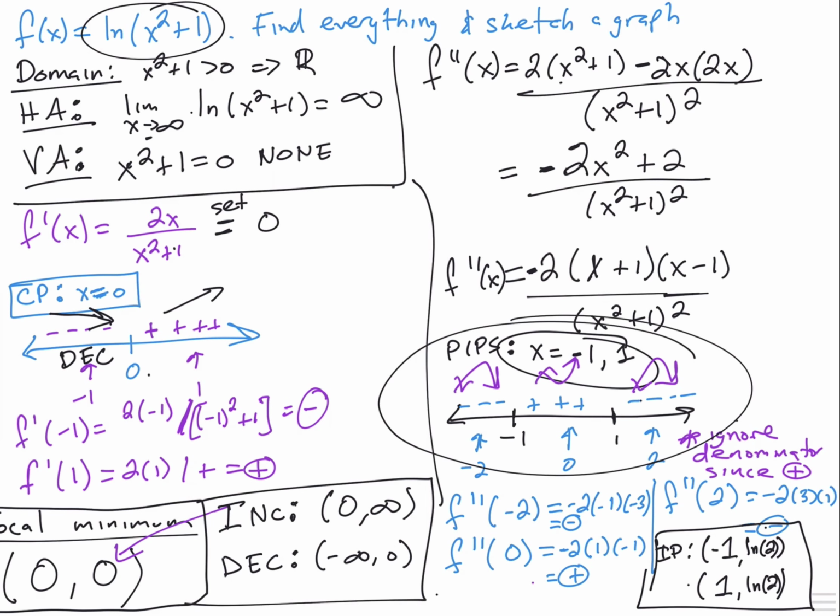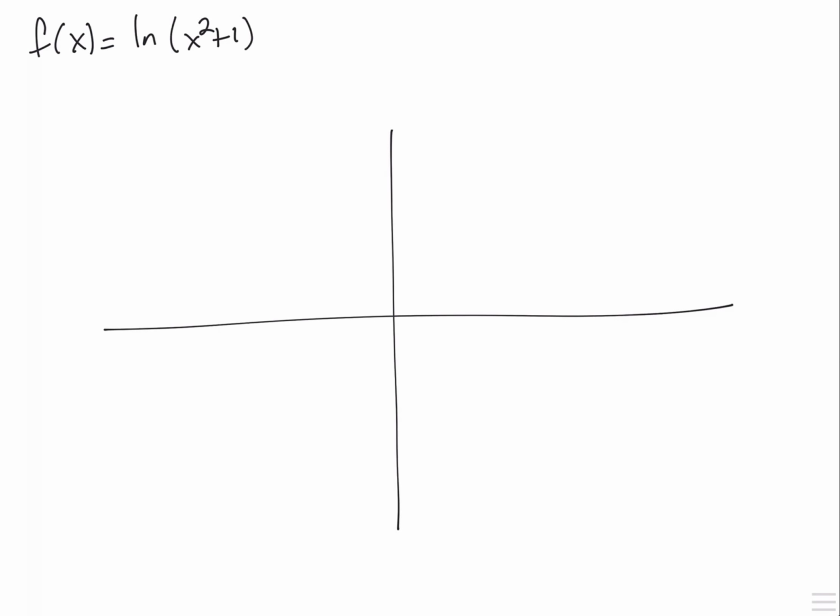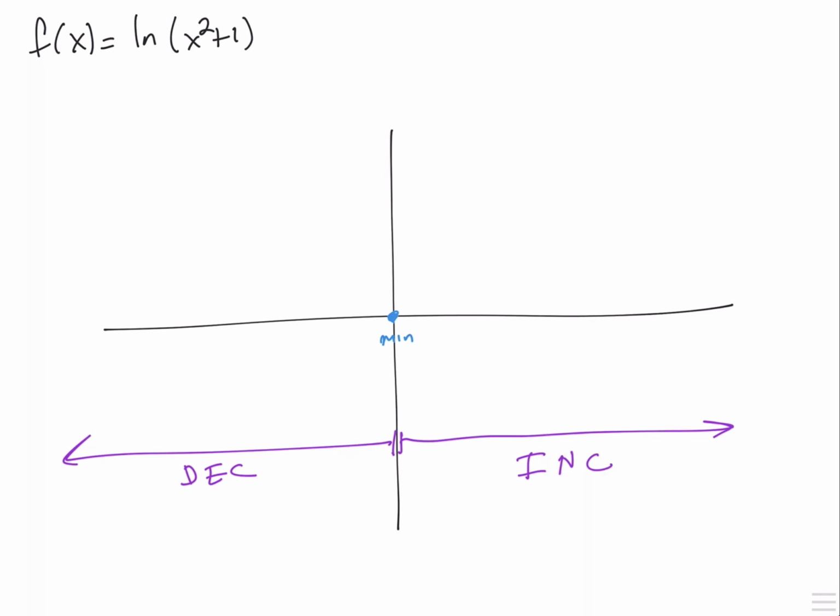Okay, so can we draw a good sketch of this graph, you guys think? I think we can. All right, let's do it. Ln of x squared plus 1. Okay, so I'm just going to ask you guys to remind me here. So where's my maximum? No maximum. Okay, where's my minimum? 0, 0. Okay, so there's my minimum. And okay, so then that means that it's going to be increasing here, right? And then decreasing over here, right? Those were our intervals of increase and decrease.